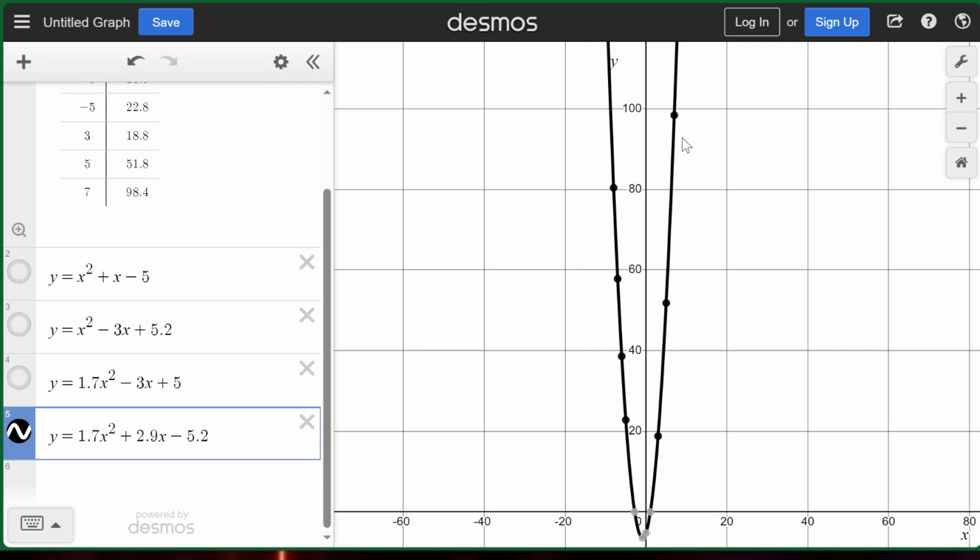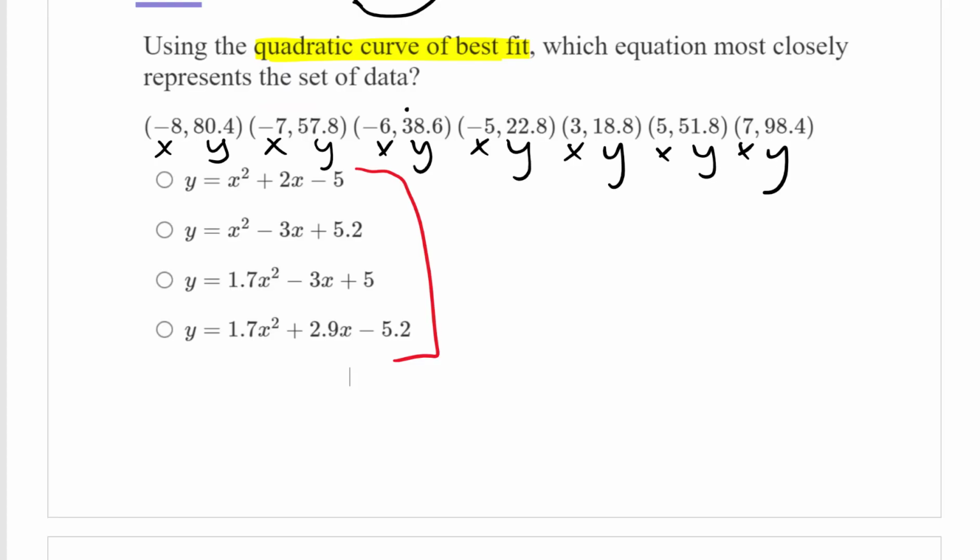So this option is touching most of the points, so this is your answer. So go back to your worksheet, and you're going to circle this. Why is this the answer?